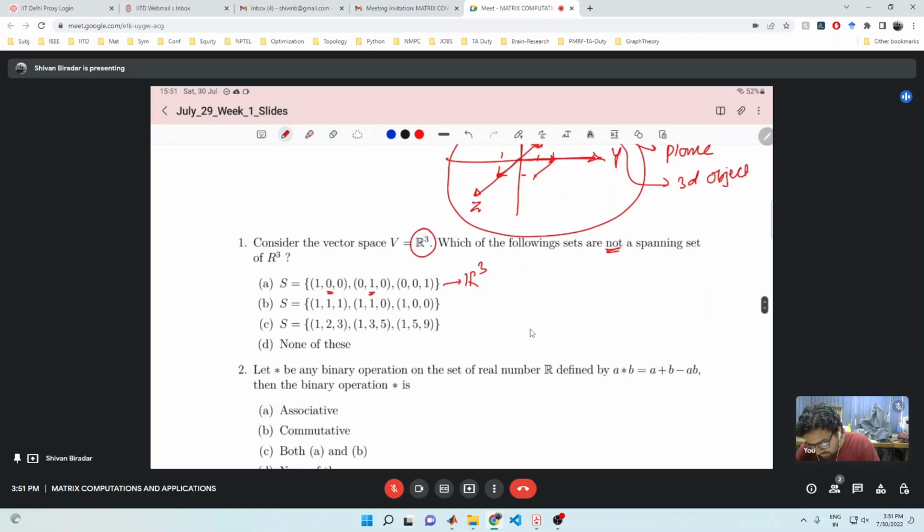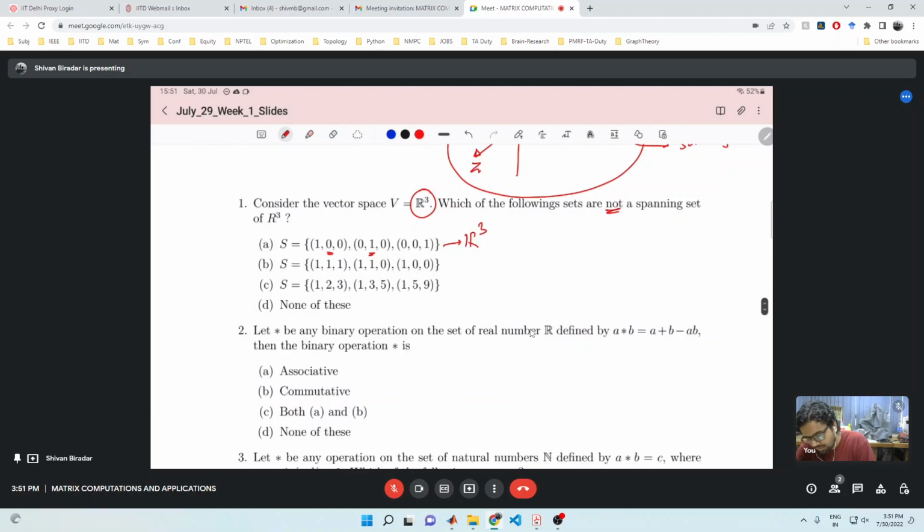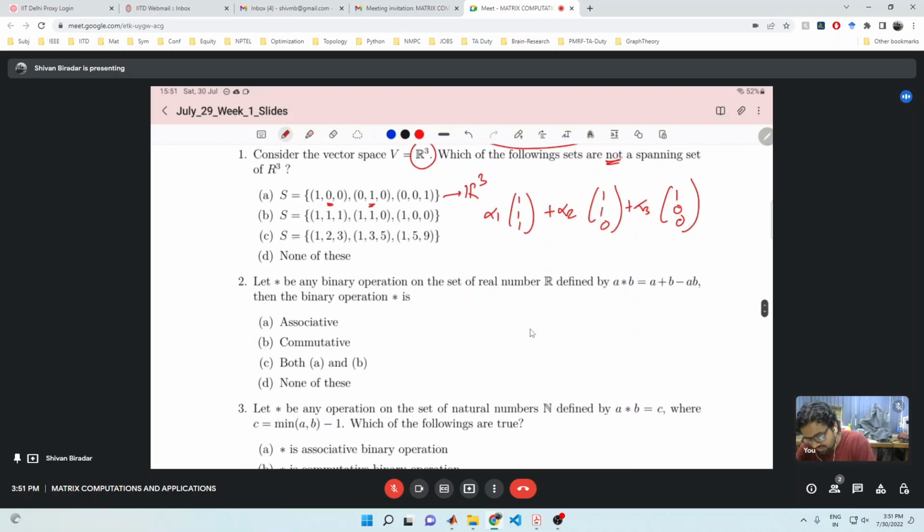You have another vector here. You can do the same thing here. You take these vectors: alpha 1 times (1, 1, 1) plus alpha 2 times (1, 1, 0) plus alpha 3 times (1, 0, 0). So you'll get a spanning set here. Then you can check the same thing.